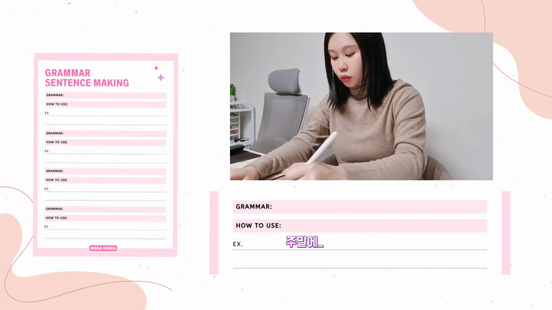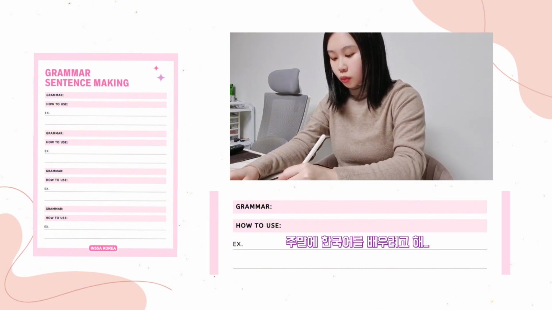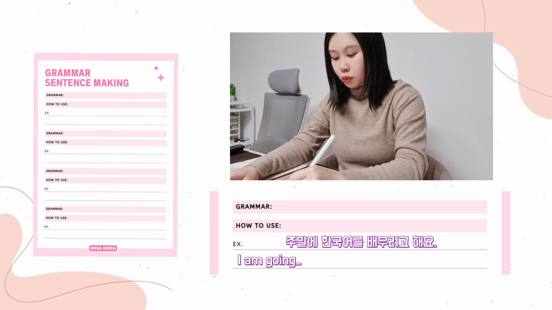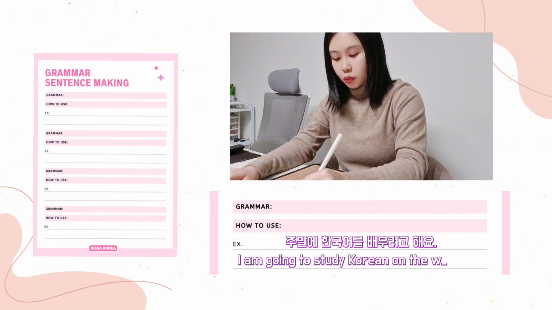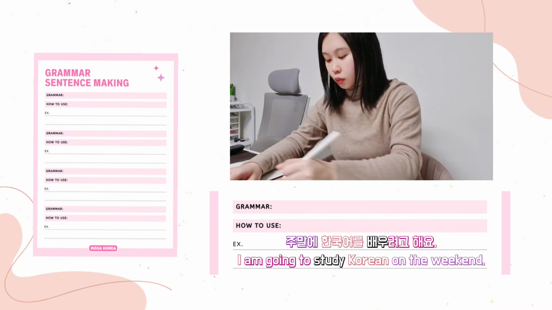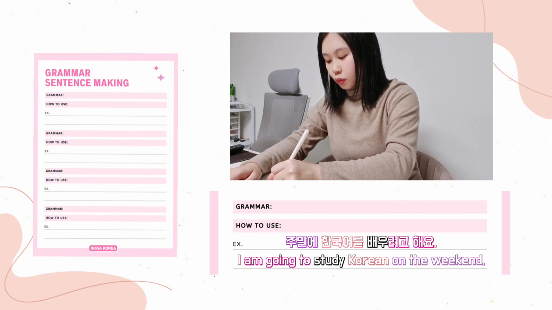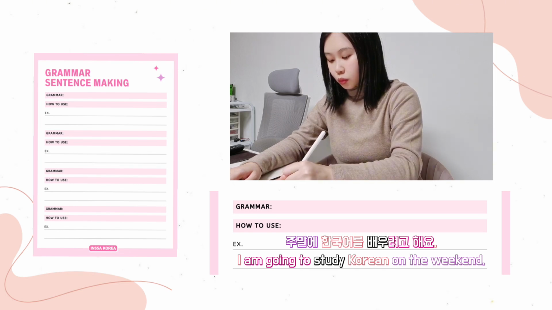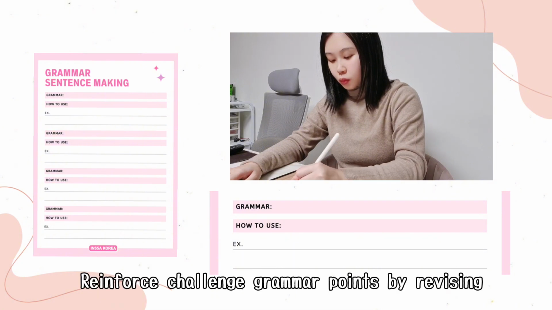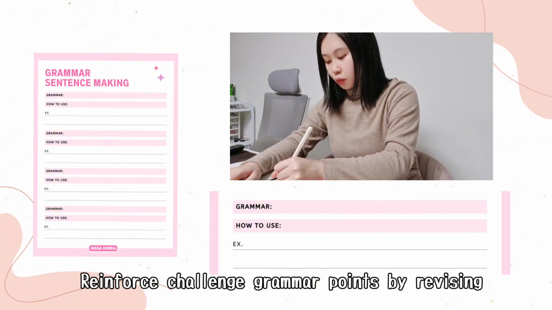In this case, our sample sentence will be 주말에 한국어를 배우려고 해요. I'm going to study Korean on the weekend. The verb I used here is 배우다, which means to study, and I use it with the grammar pattern 려고 해요, and it becomes 배우려고 해요. Writing sentences for each grammar point helps you understand its usage and reinforces your memory. Highlight challenging points to review frequently.